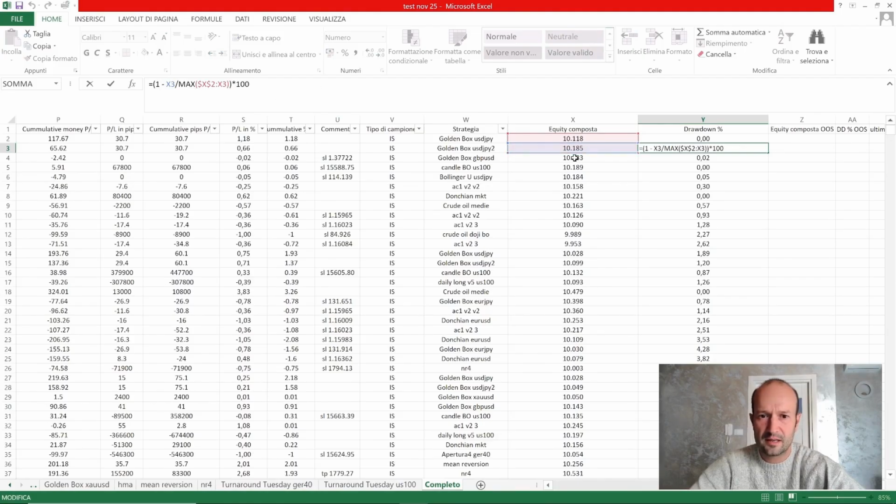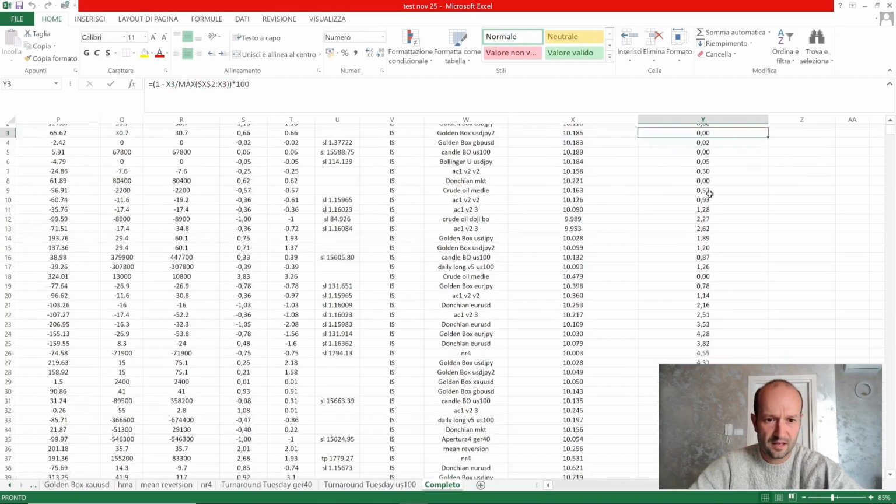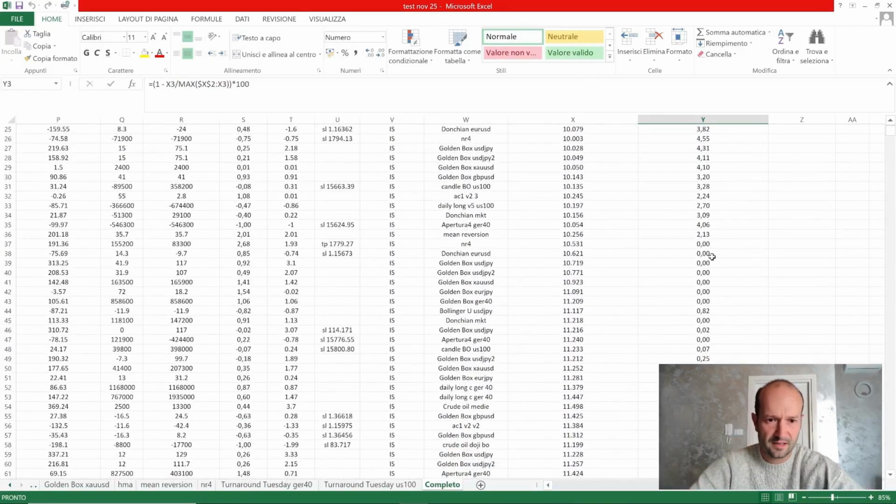So you see, cell X1 minus cell X3 divided by the maximum between X2 and X3, and then as you go down, the maximum will be the total. This way, you calculate all the drawdown percentages in our portfolio. In this case, it's 0 because here we're not in drawdown. Our equity is continuously reaching new highs, so we don't have any drawdown.